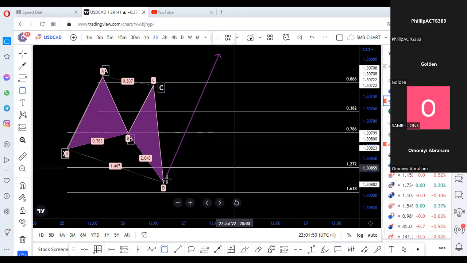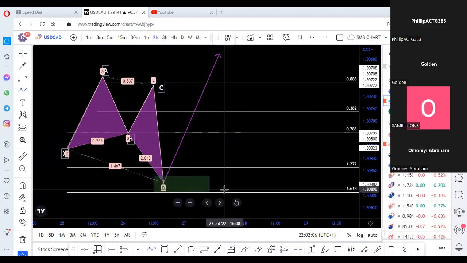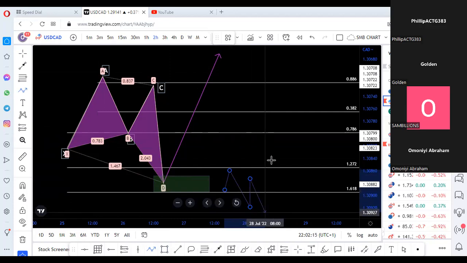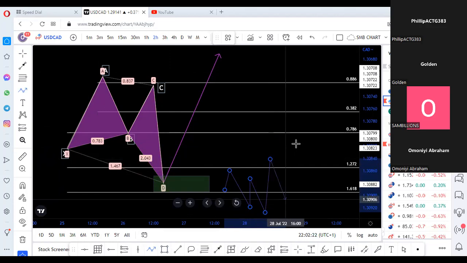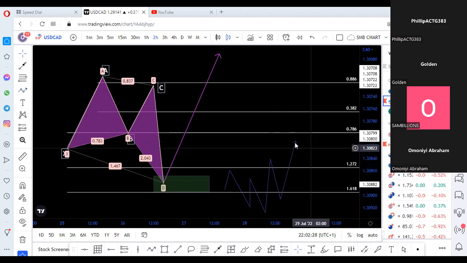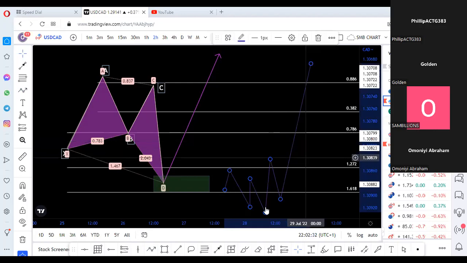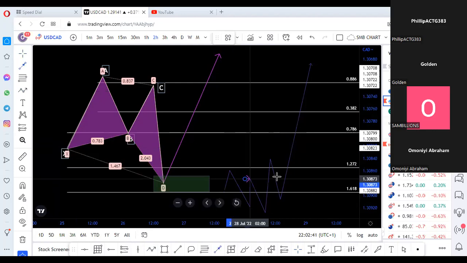So now, at this zone here, especially for the butterfly, you cannot just enter like that, because if you enter like that, your account will bleed. You have to wait for confirmation, for this reaccumulation. Just like Mr. Charles explained yesterday, wait for a clear break of structure. You have price coming with a series of lower high, lower low, lower high, lower low, and then a break of structure, then entry here.